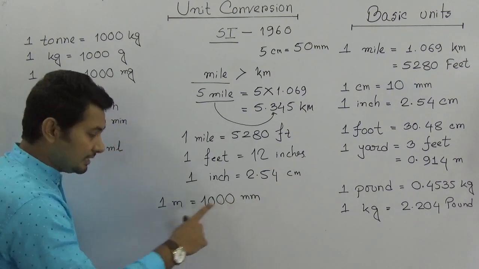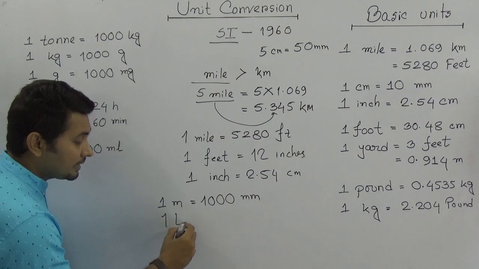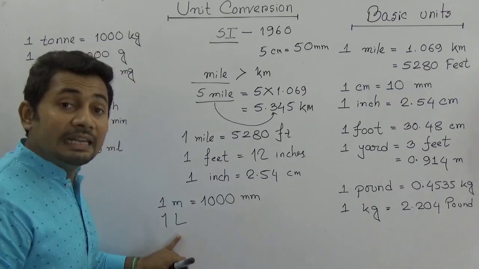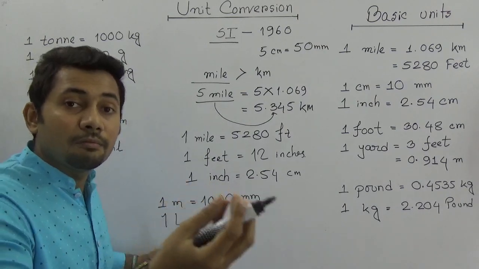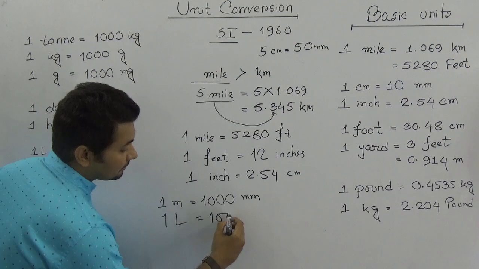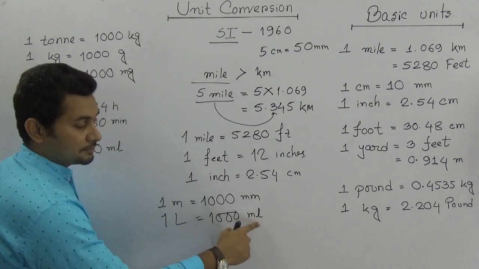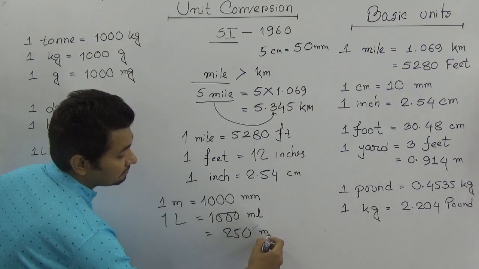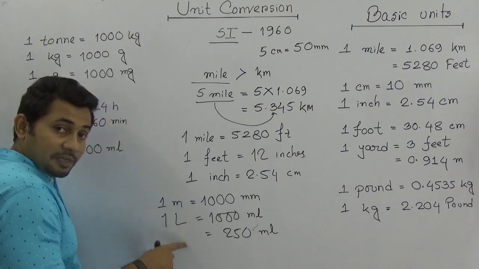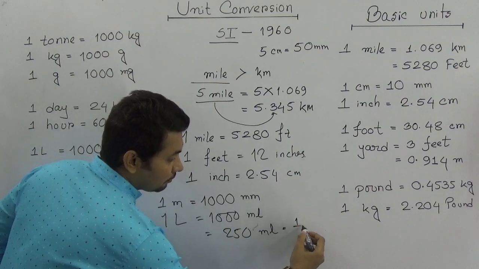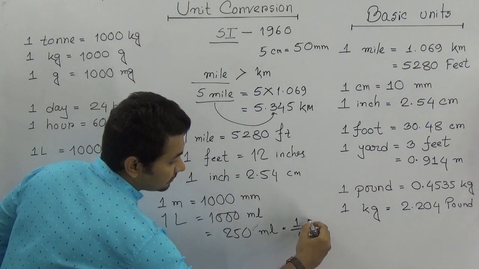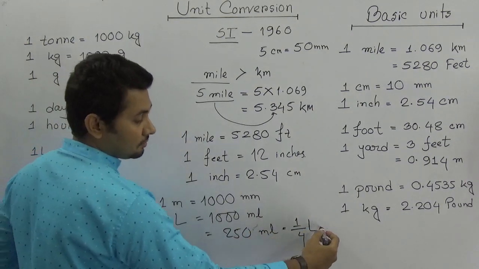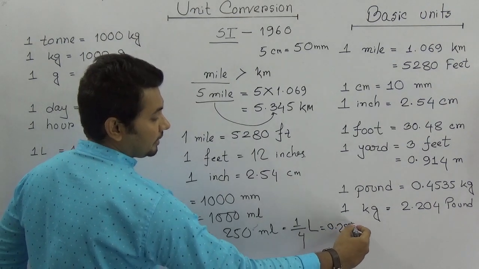So 1 meter, the unit of length, is equal to 1000 millimeter. Similarly, liter is the unit of volume. 1 liter of milk or 1 liter of water is equal to 1000 milliliter. If I say this is 250 milliliter, then expressed in liter it would be 1/4 liter, that is 0.25 liter.